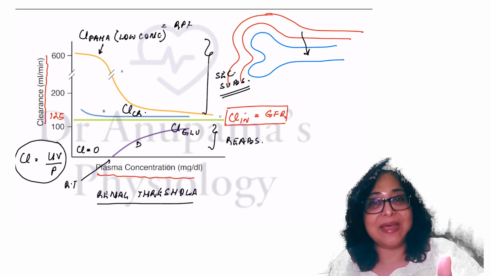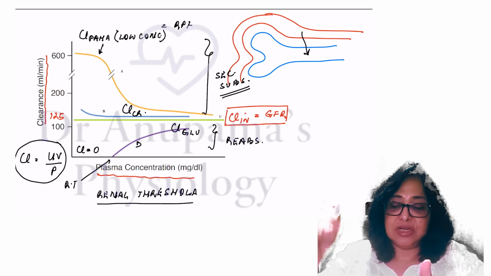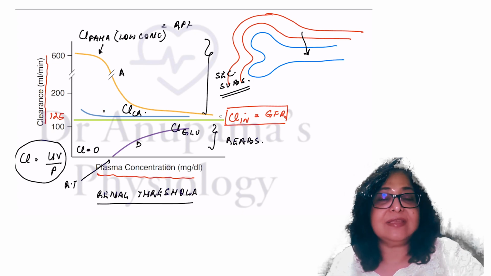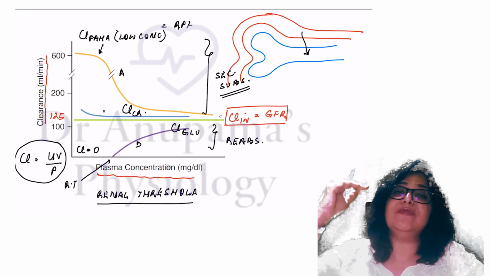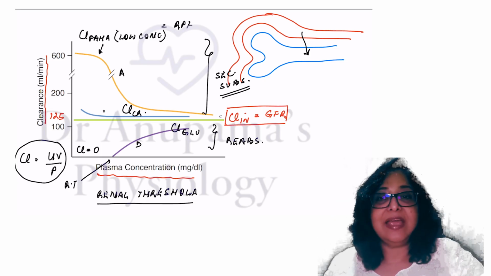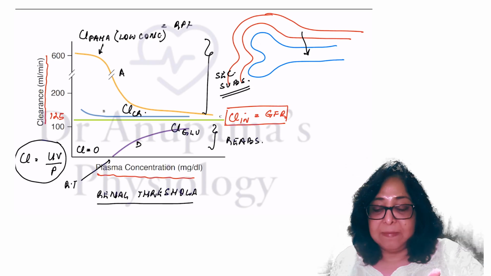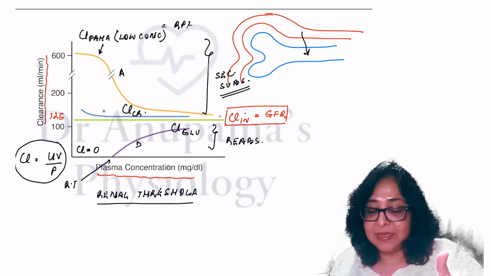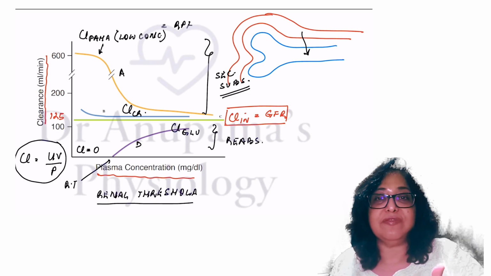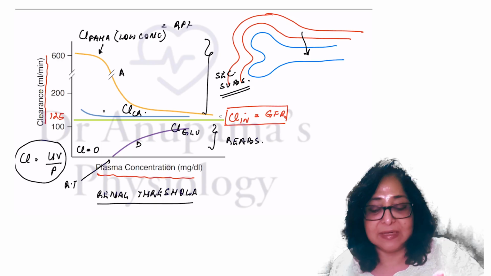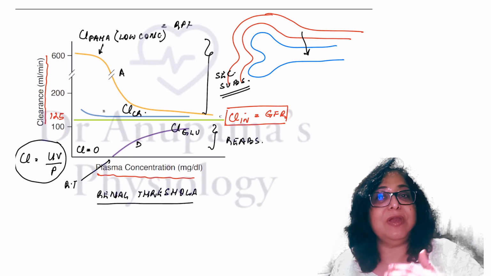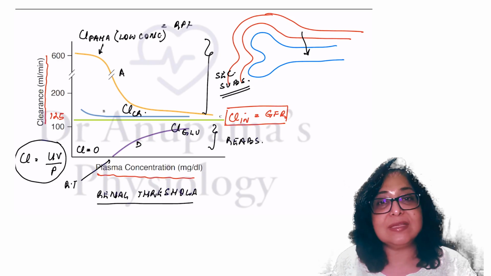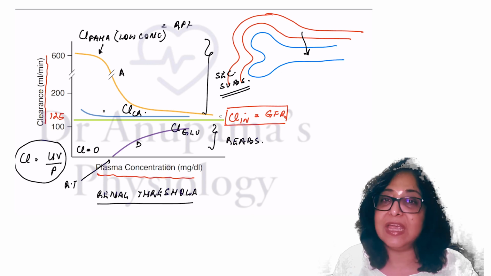So A here is para-aminohippuric acid. Low concentration, very high secretion. As the concentration increases, secretion reduces. So low concentration, very high clearance. In high concentration, the clearance reduces. B, creatinine, freely filtered and slightly secreted. C, clearance of inulin equal to GFR, equal to 125 ml per minute. D is glucose below renal threshold, zero clearance. Above renal threshold, clearance increases but is less than the clearance of inulin.